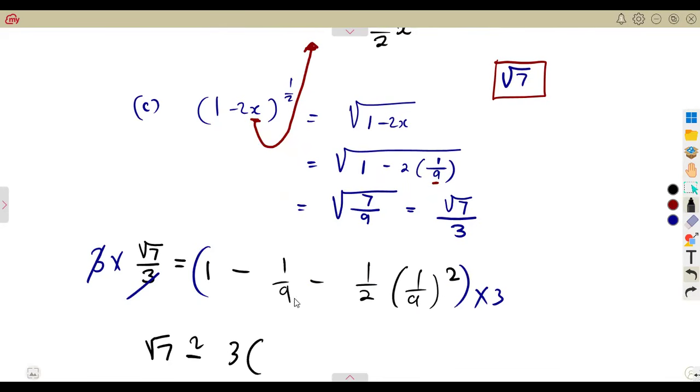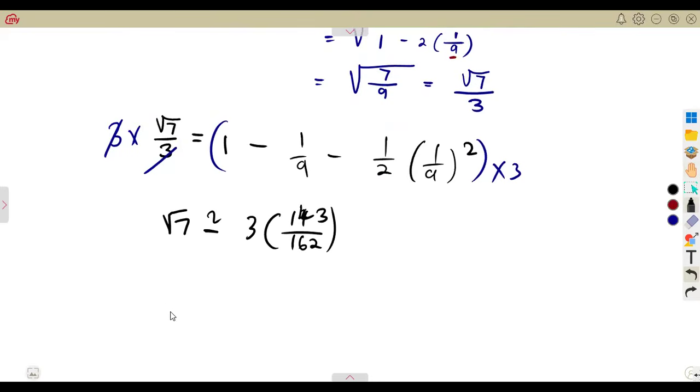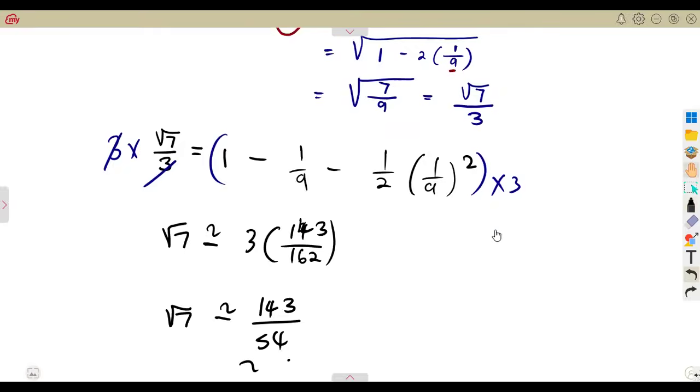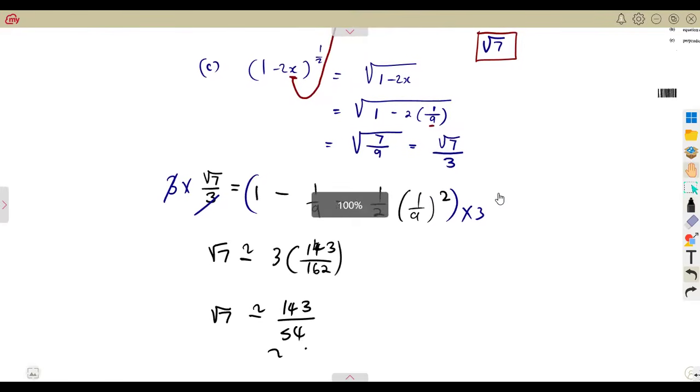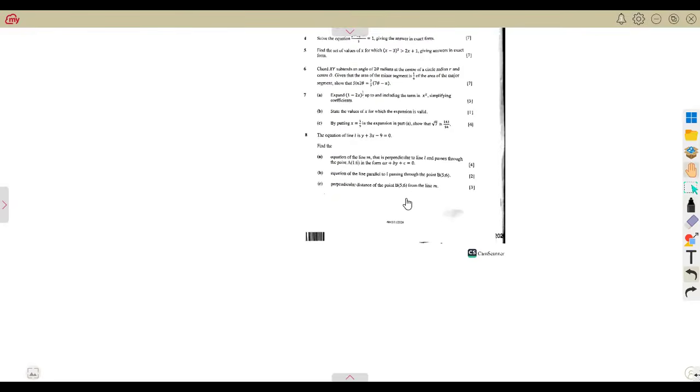So that is going to be 3 times the whole bracket. Simplify this whole bracket. You are going to obtain 143 over 162. Guys, this is the purpose of your calculator. Use your calculators. Multiply this. That is, the square root of 7 is going to approximate to 143 over 54. So that's it. You express from what you are given. The statement that you're given is the one that you're simply working with. All right, so that was our question number 7.